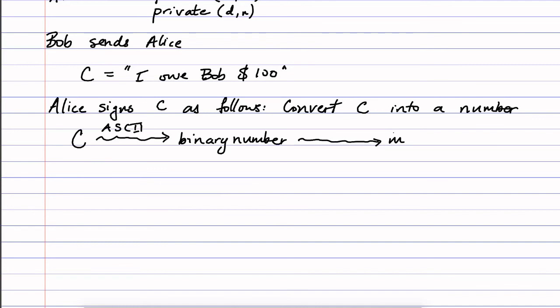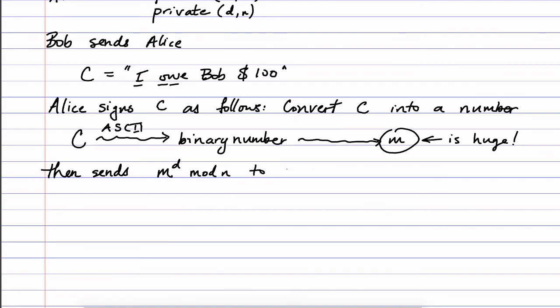And the point is, if you think about each of the characters in this message turning into a binary string with 8 ones and zeros, the resulting number of converting the whole string is going to be absolutely huge. So this is huge. Then what Alice can do, I mean, it's still not too big for her to work with. So what she can do to sign the contract is she then sends M to the D mod N to Bob as her signature.